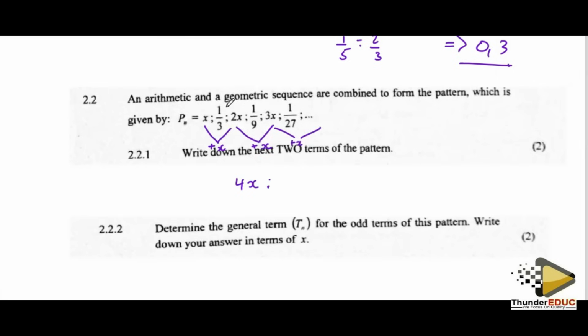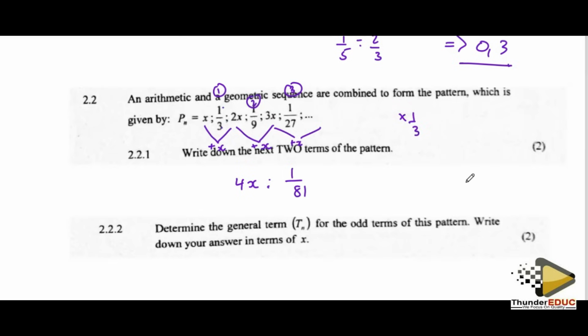When you look at the geometric progression for the sequence, it's 1/3. That's our first term. Our second term is 1/9. Then that is 1/27. So the next one must be 1/81. Seems like I'm multiplying by 1/3.